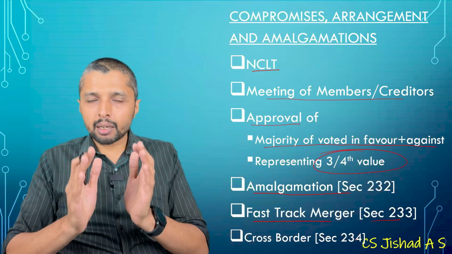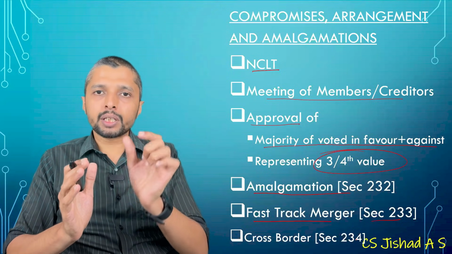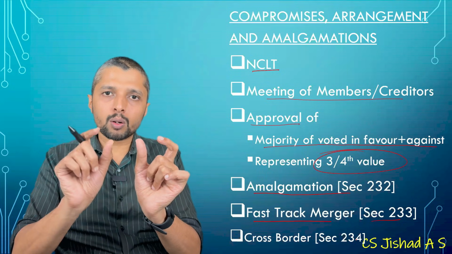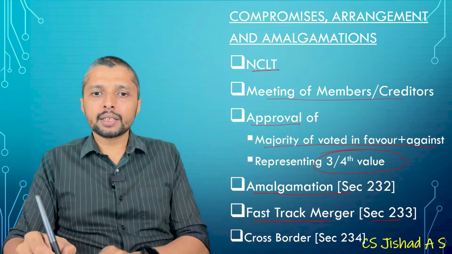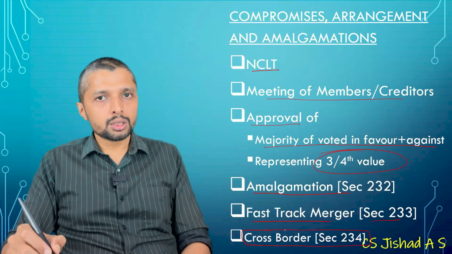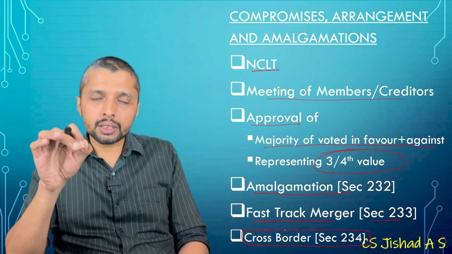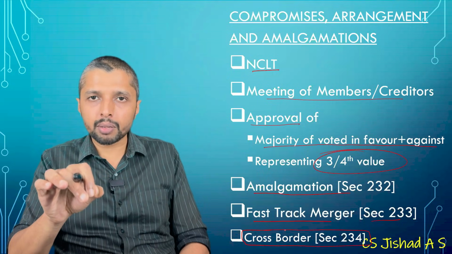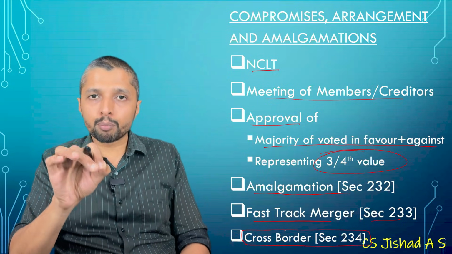Or if the amalgamation or merger is between a company incorporated in India and a company in a notified jurisdiction outside India, that will be a cross-border merger. So all the provisions of chapter 15 will have to be complied with, along with the approval of RBI.